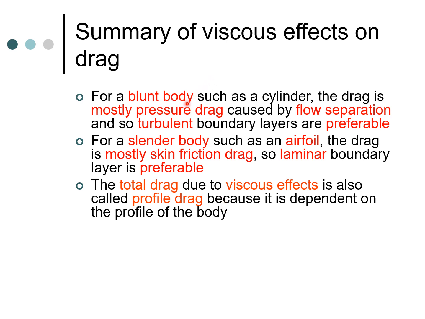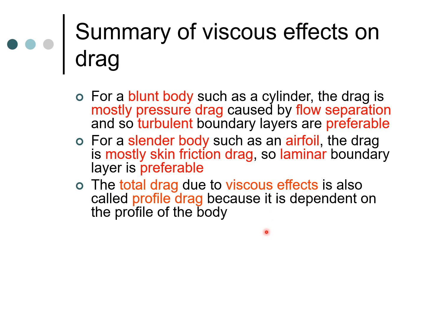Now, if you are dealing with a blunt body such as a cylinder, the drag is mostly pressure drag because there is flow separation, and so turbulent boundary layers are preferable. This is something you get from blunt body situations. However, if you have a slender body such as an airfoil, the drag is mostly skin friction drag. So in this case, a laminar boundary layer is preferable. This gives you good insight in terms of design. Whenever you are designing something such as an airfoil, a slender body, you essentially want low skin friction drag because most of the drag is coming from skin friction, and therefore a laminar boundary layer is preferable.